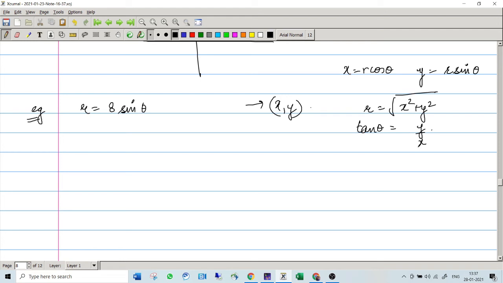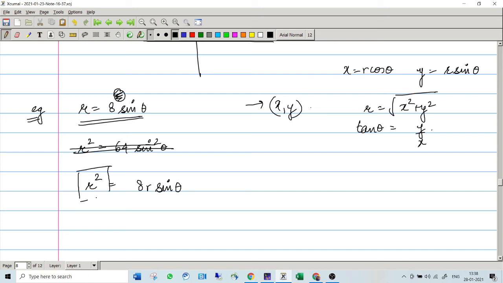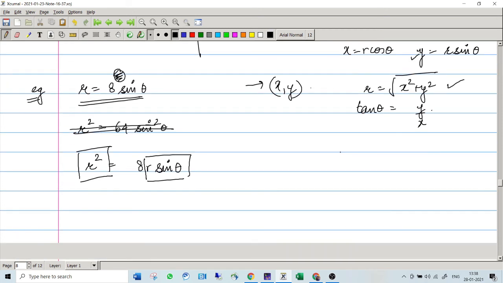Okay. So you multiply r on both sides, and we have r square as 8r sine theta. Right? By multiplying both sides by r, we have r square on one side, and we have r sine theta on the other side. Because r square is visible as x square plus y square, it can be substituted. r sine theta is visible as y, it can also be substituted. So our equation now looks like x square plus y square is equal to 8y.